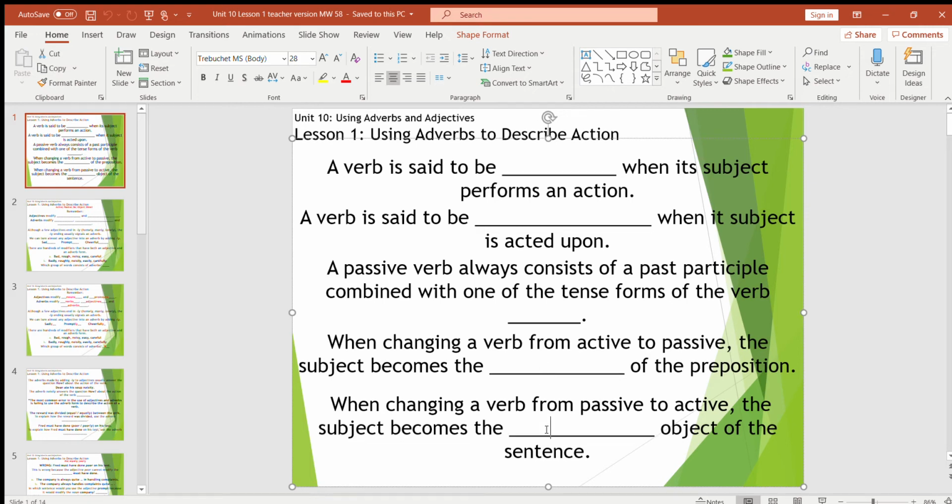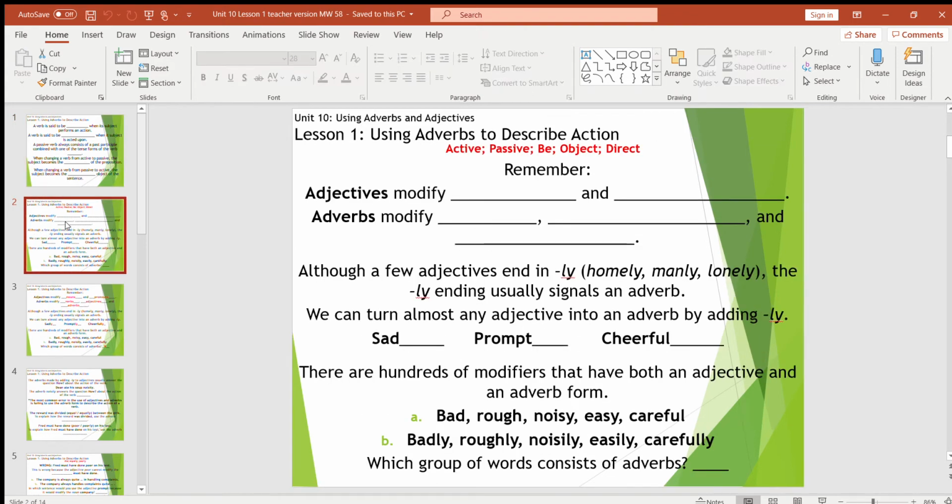Yay! Alright, remember, adjectives, those modifiers, what do they describe? What two parts of speech? You should know by now because we've said it so many times since sophomore year. Adjectives describe nouns and pronouns, right? And what do adverbs describe? Verbs, adjectives, and other adverbs.